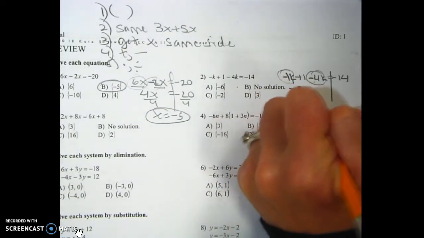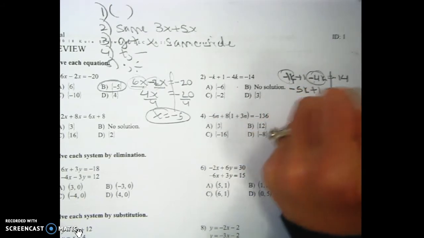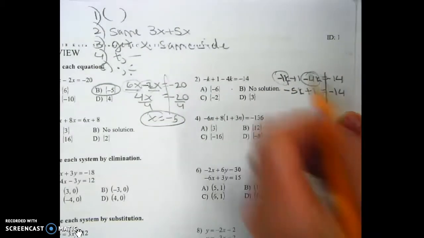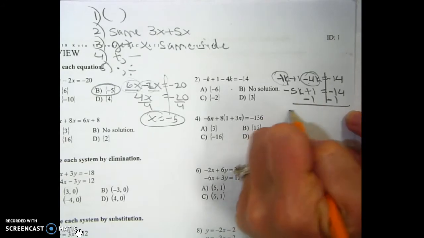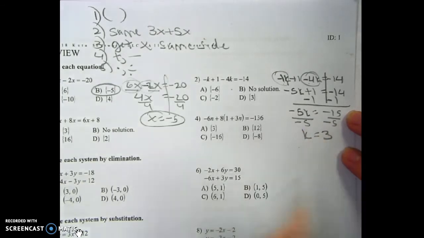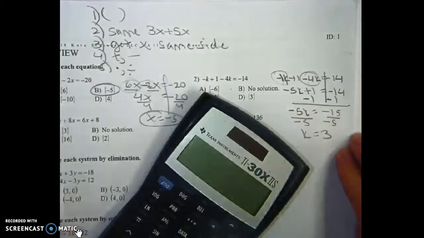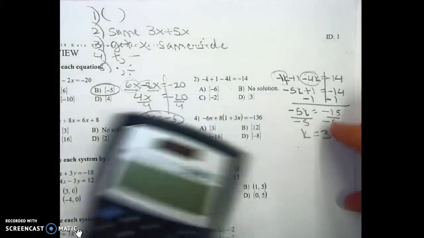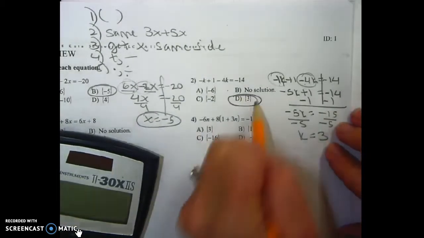-1 and -4 is -5. K plus 1 equals -14. Subtract 1. Divide by -5. K equals 3. Now, you will be able to use your calculator, so use your calculator if you're not sure that a negative divided by a negative is a positive.